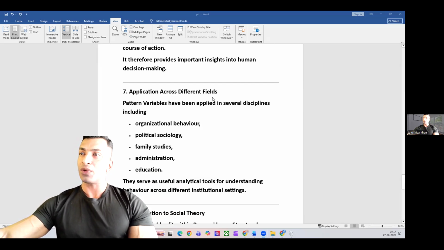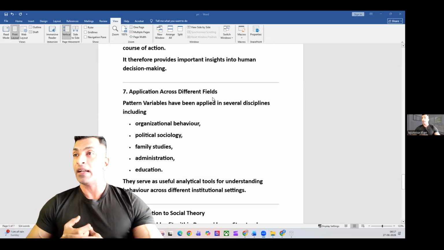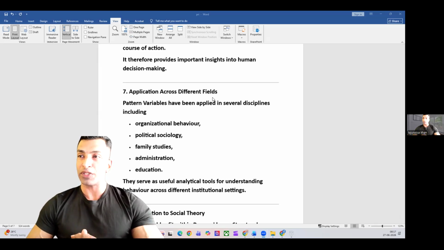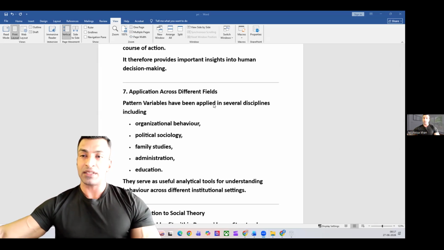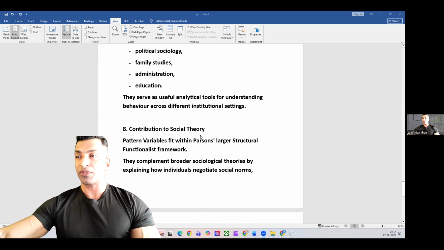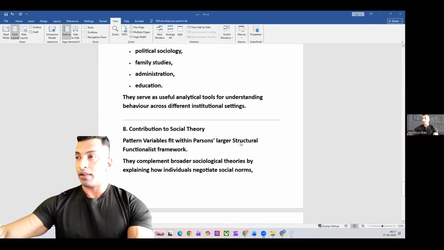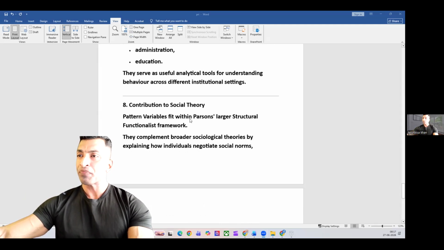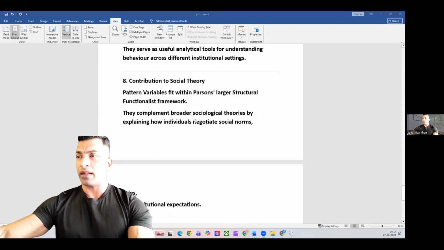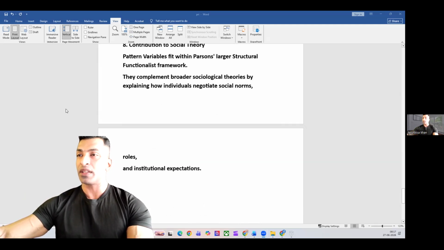Then application across different fields. That's again the relevance. So pattern variables have been applied in several disciplines, including organizational behavior, political sociology, family studies, administration, education. So it basically serves as a useful tool. And then contribution to social theory. Larger structural functionalist framework, his own theory itself. They complement broader sociological theories by explaining how individuals negotiate with social norms, roles, and institutional expectations and all. So these are the points which you can mention.